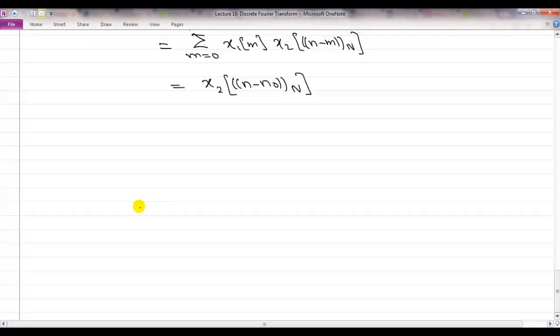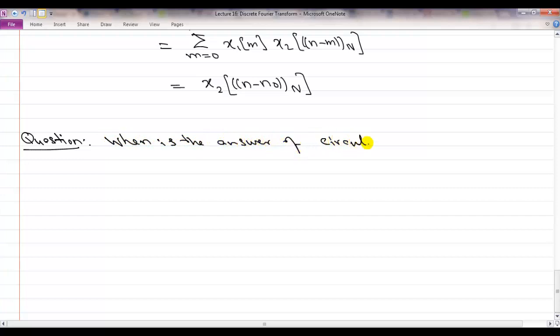Now what we are going to try and do is derive the relationship between linear convolution and circular convolution. Specifically, what we want to ask is, when is the answer of circular convolution equal to the linear convolution?